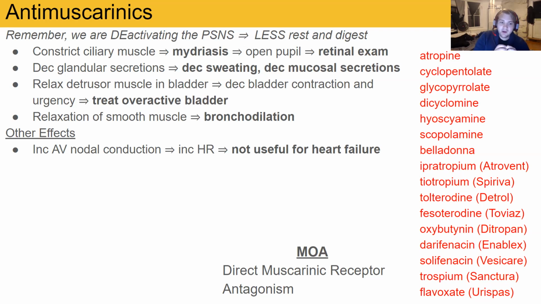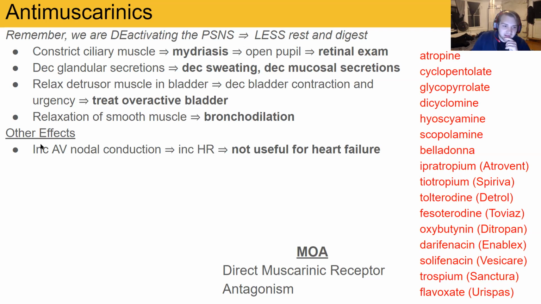And then, likewise, we can cause bronchodilation by preventing the stimulation of those M2, M4 subtype receptors, which is going to open up the airways and make it easier to breathe. You might recognize some of these drugs, the ipratropium, the tiotropium. These are inhalers. You might recognize oxybutynin for urine, the solifenacin, darifenacin.